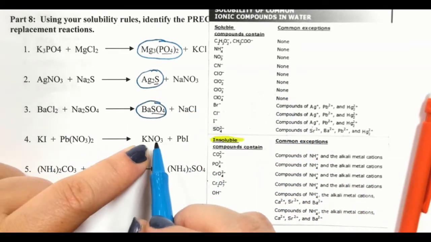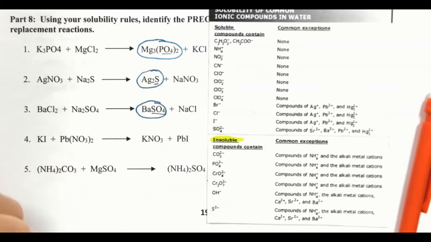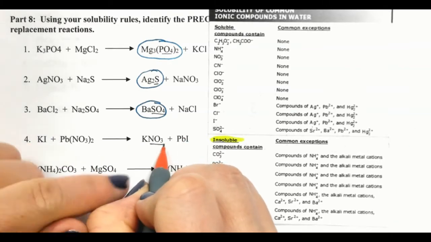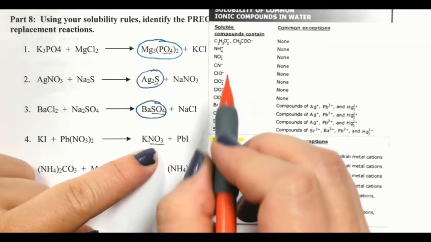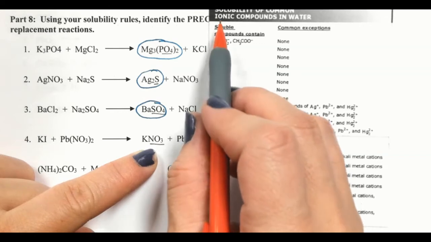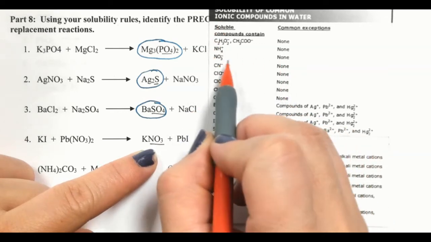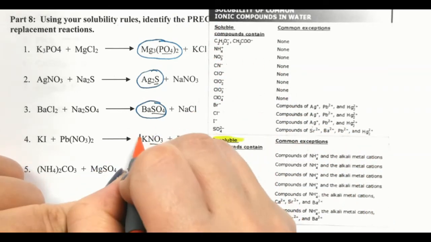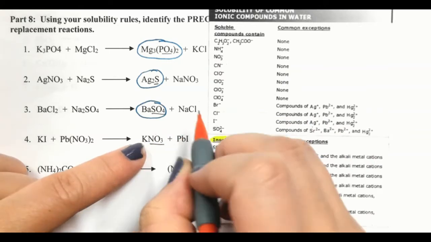Next is number 4. Let's start with the potassium nitrate. NO3 is nitrate, and so it's here in the list. It is soluble with no exception. So this is soluble. It is not our precipitate.